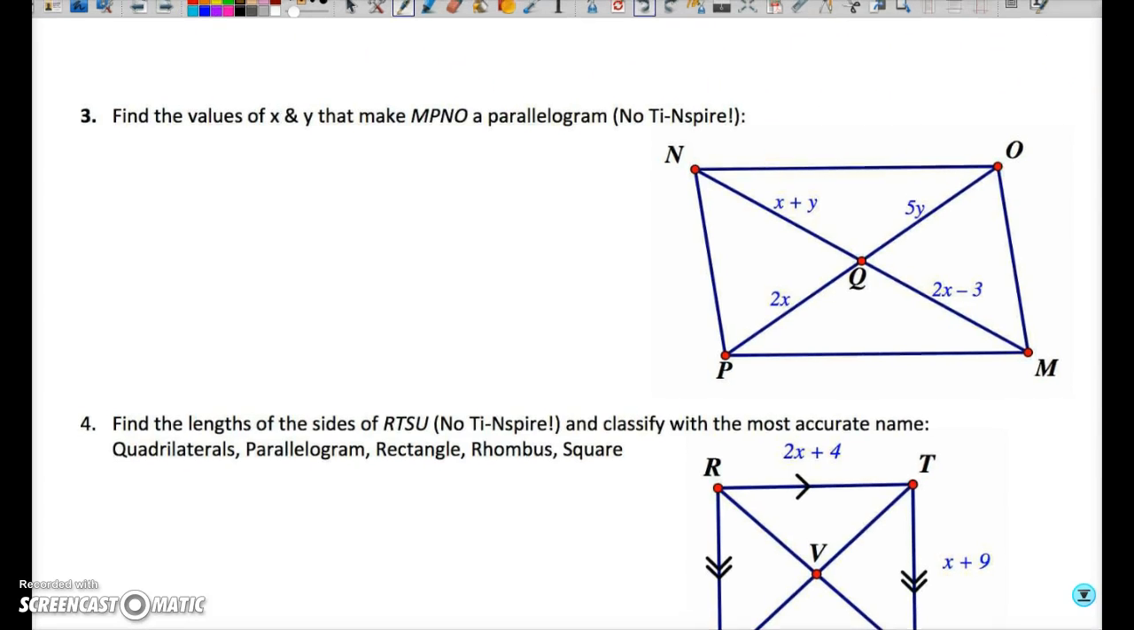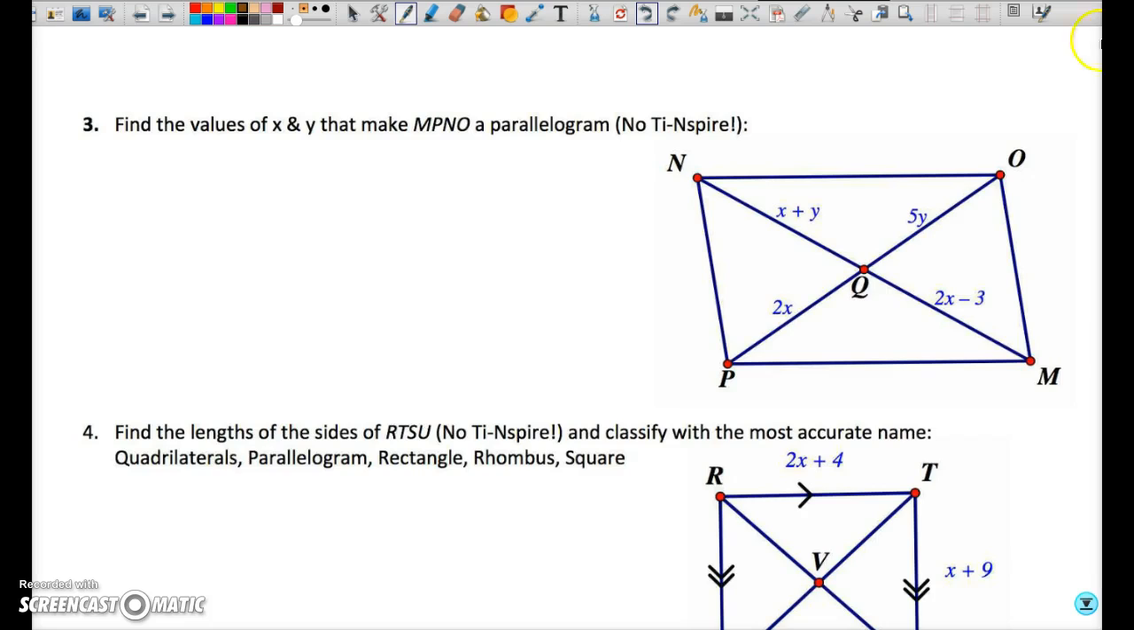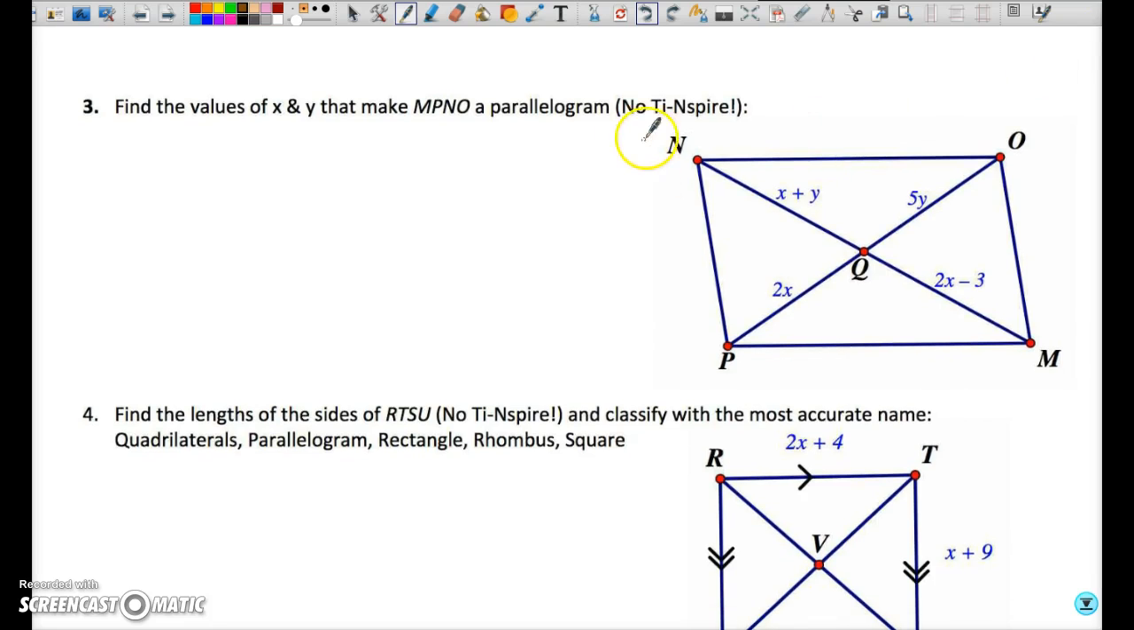So again, you'll see highlighted in here, of course, is the instruction that you are not to use the TI-Inspire because we won't be using it on the test. So we've been asked to find the values of x and y that will make MPNO a parallelogram. In order for it to be a parallelogram, the diagonals would have to bisect each other, and so we're going to find the values of x and y that will cause that to be true.